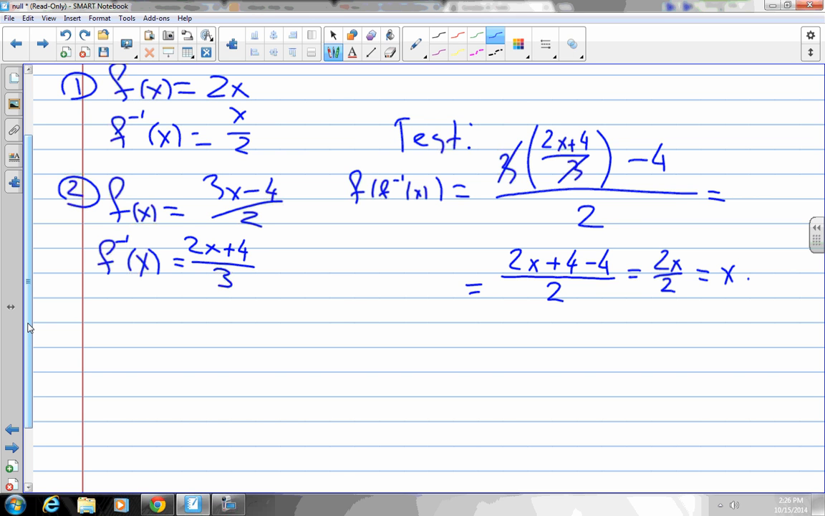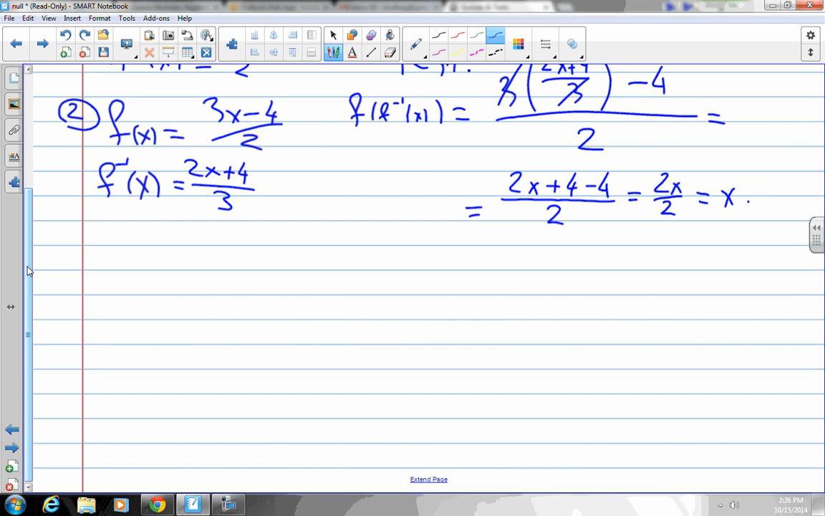Well, we'll have to do it the other way as well. Because again, we'll see an example, at least one, where it works one way, it doesn't quite work the other way. So the other way, if I do f inverse of f, so that becomes 2 times (3x minus 4) over 2. What am I plugging? I've already lost. Plus 4 over 3, right? I'm plugging it in here.